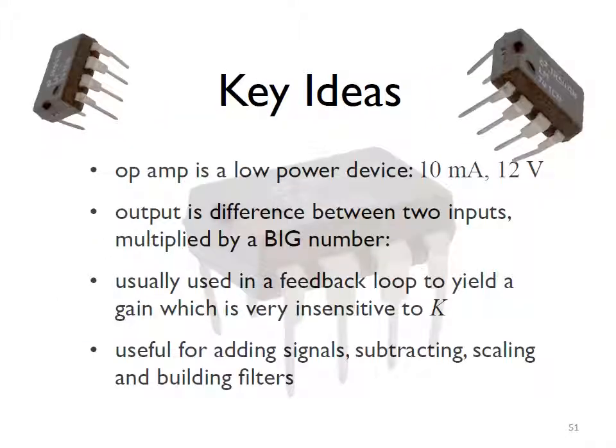So again, our key ideas for op amps: they're low power devices, 10 milliamps, 12 volts. Our output is a difference between two inputs, and it's multiplied by a big number, which is our gain. And that's usually why we use a feedback loop, because our gain is so big it's not useful. So we send some of it back to make it a little more insensitive to K. So op amps, active filter op amps, and op amps are useful for adding signals, subtracting signals, scaling, and building filters.